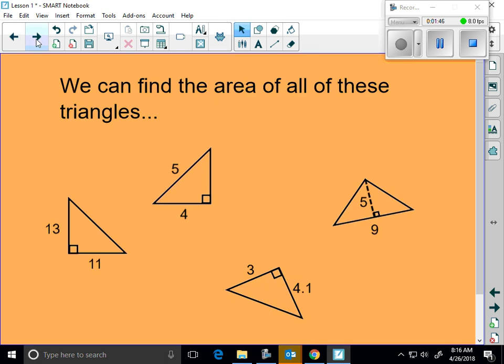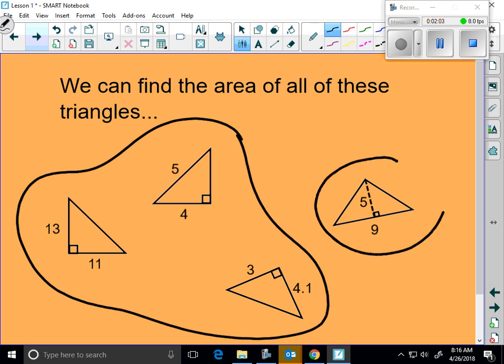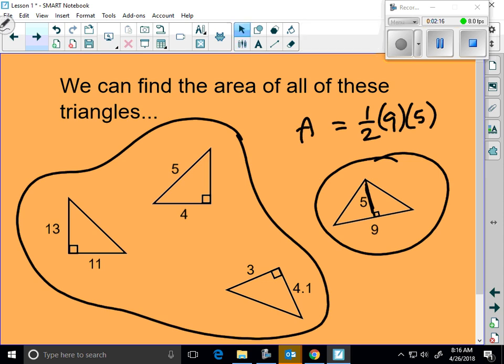All right, so we can find the area of all these triangles, right? Base times height divided by 2. So in each of the cases, it looks like I have a base and I have a height. It's clear that all three of these are right triangles, so I have my base and height. Here, this isn't a right triangle, but I can use the fact that I know its height to find the area. That's not always given, so we might have to do some work to find that height.